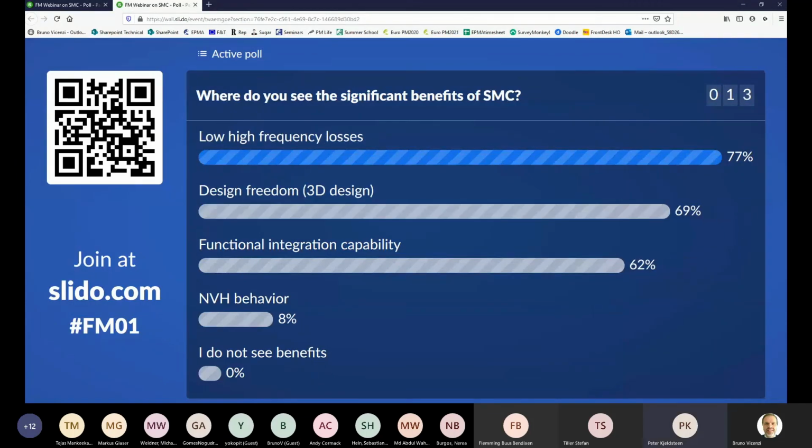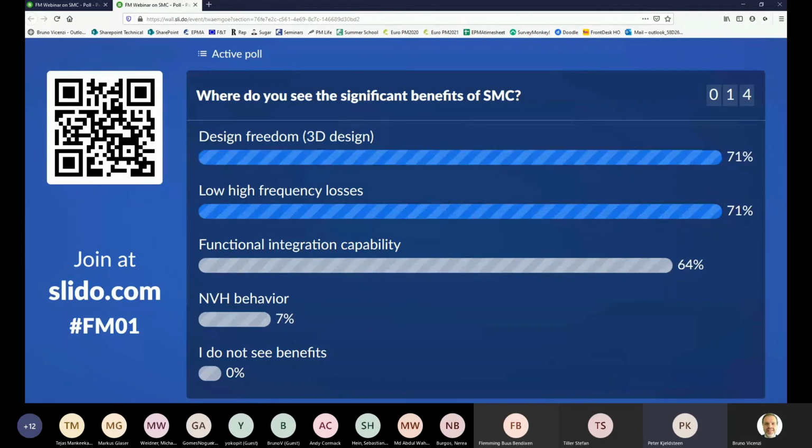It looks very promising that there are. You have done a good job, Fleming and Stefan, because there are no people who have voted for no benefits. So you have been convincing. Don't be shy. Okay.